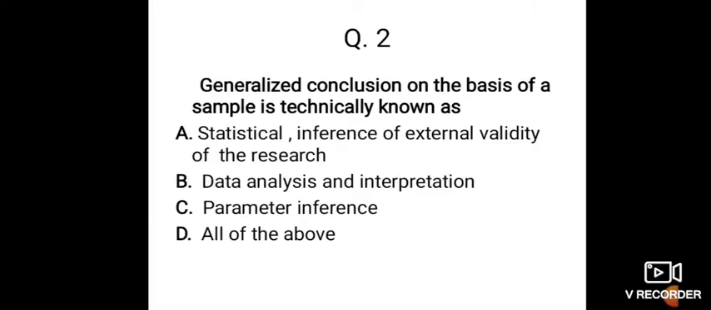Option A, that is, a generalized conclusion is based on the statistical inference or external validity of the research. If the validity of the research is not there, then we can't generalize the conclusions. That is why a generalized conclusion on the basis of a sample is known as statistical inference or external validity of the research. Okay, can we go to the third one?